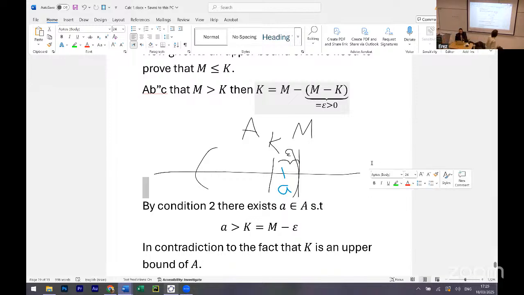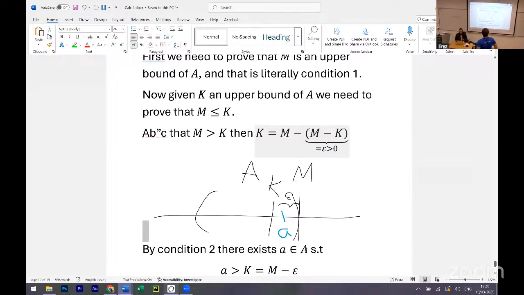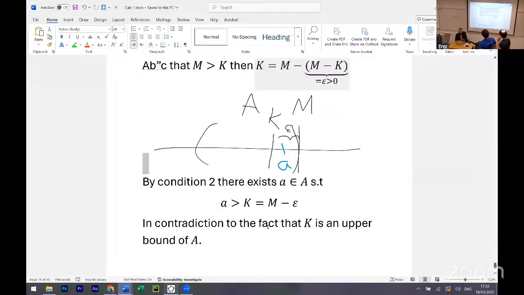The contradiction, the assumption makes. Yeah, the K is an upper bound. K was given as an upper bound, and we found an element which is bigger than it, which is contradictory. Can you scroll up?